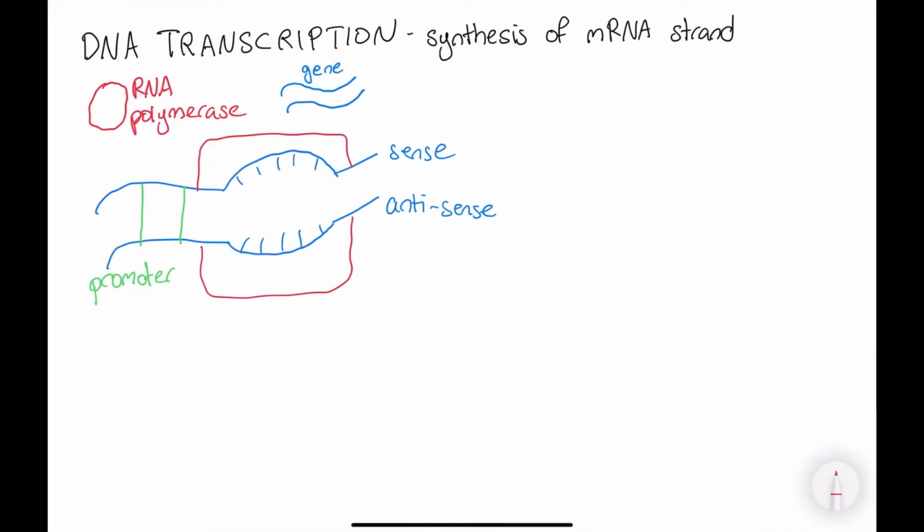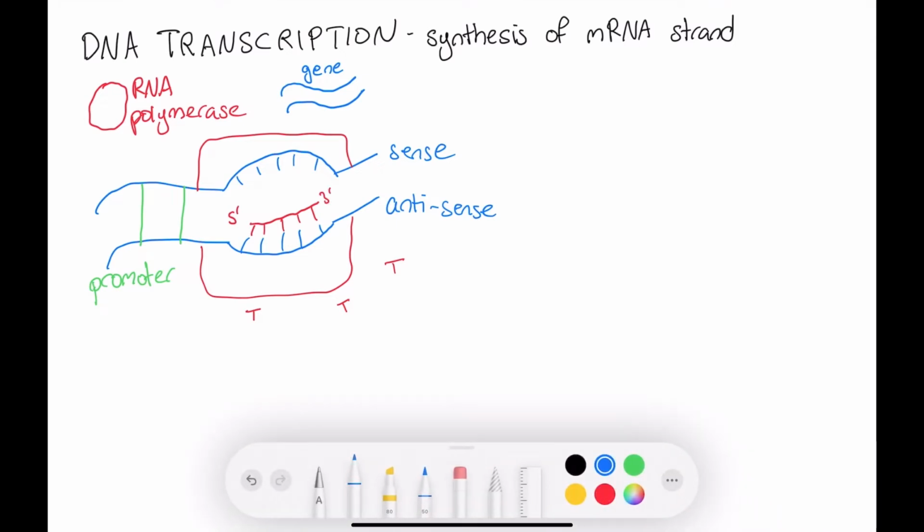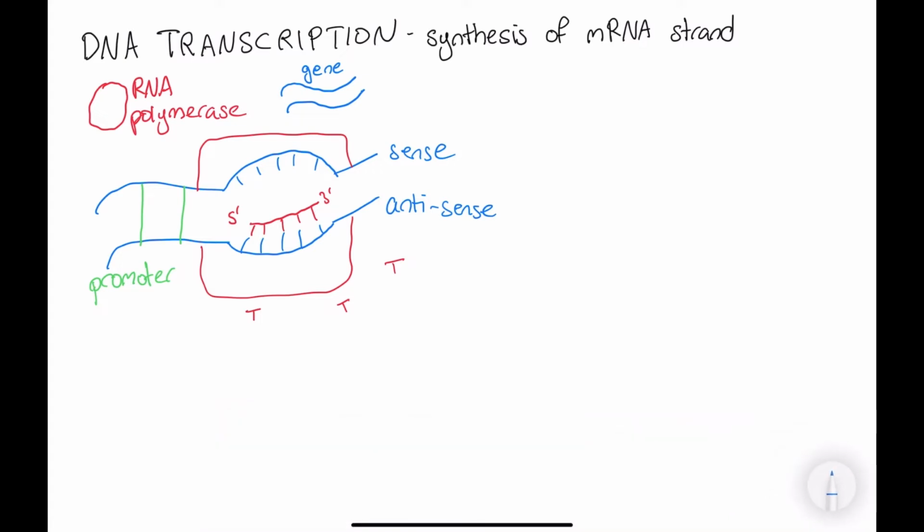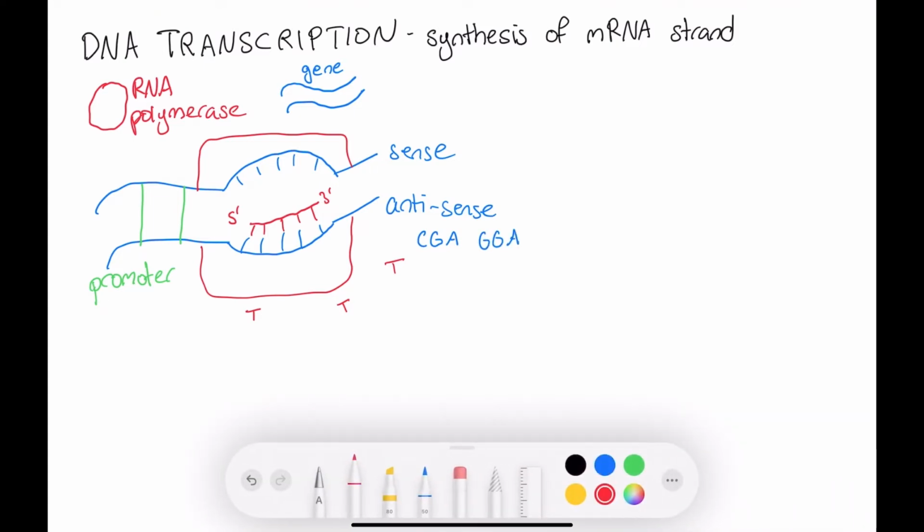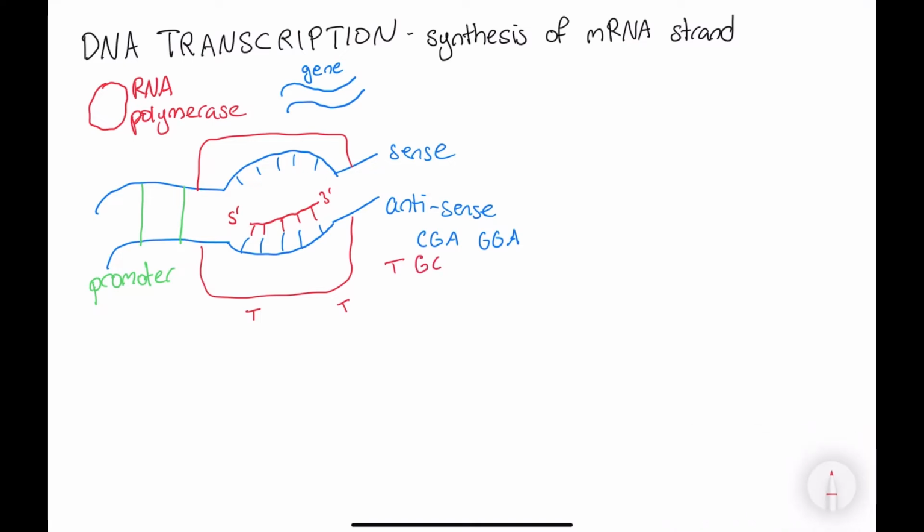There are free ribonucleotides just floating around. The RNA polymerase starts to synthesize the mRNA strand in the 5' to 3' direction. This is done through complementary base pairing. So for example, if the antisense strand has the bases C, G, A, G, G, A, then the bases for the mRNA would be G, C, U, because RNA doesn't have thymine, it has uracil, and C, C, U.